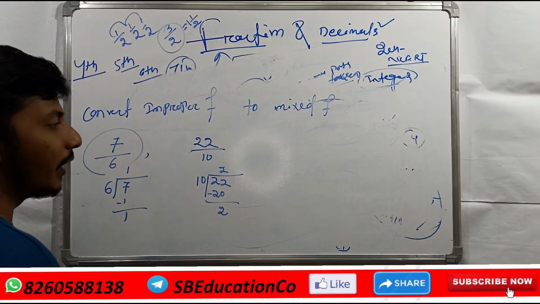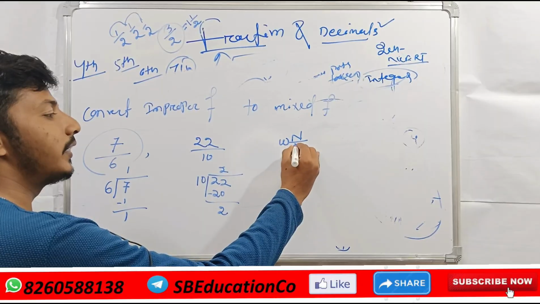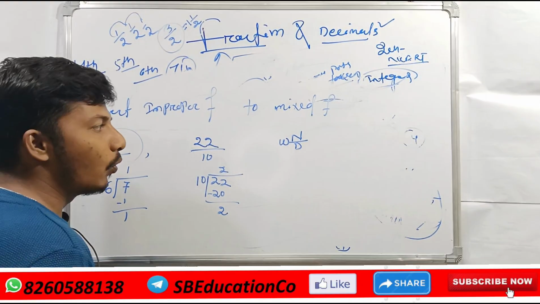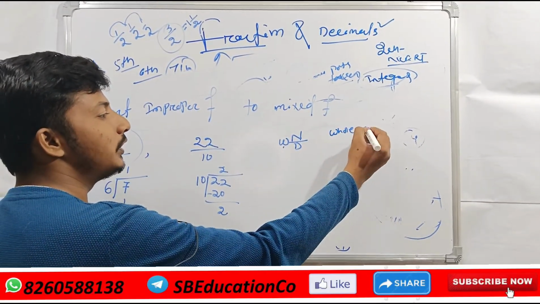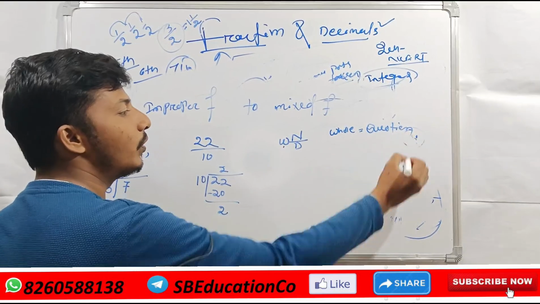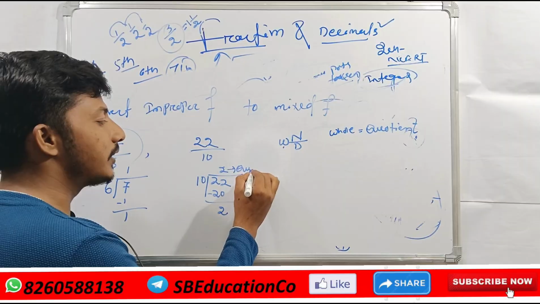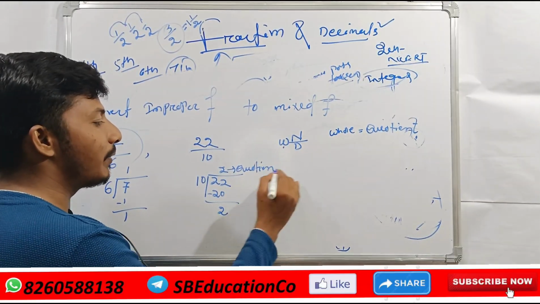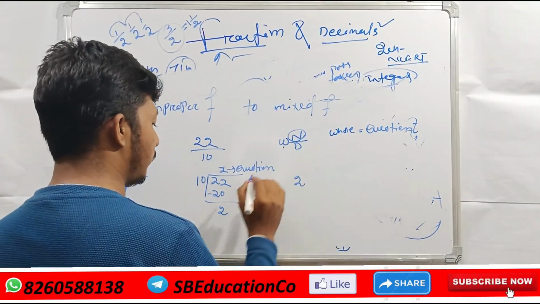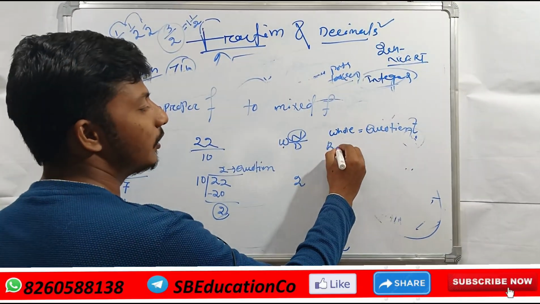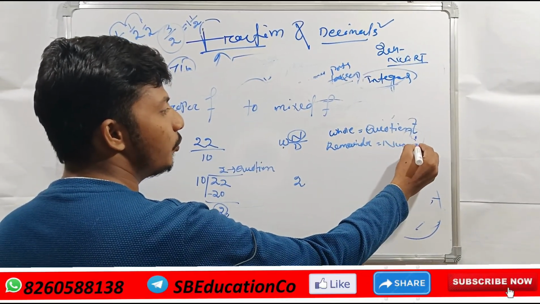One thing you have to remember: in a mixed fraction we have whole, numerator and denominator. In that mixed fraction, the whole is equal to your quotient. So this part is your quotient. Replace the whole with it, that is 2 whole. Then what is the numerator? The numerator means the remainder. The remainder is the numerator.